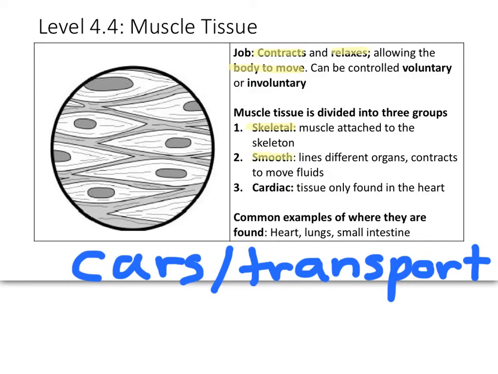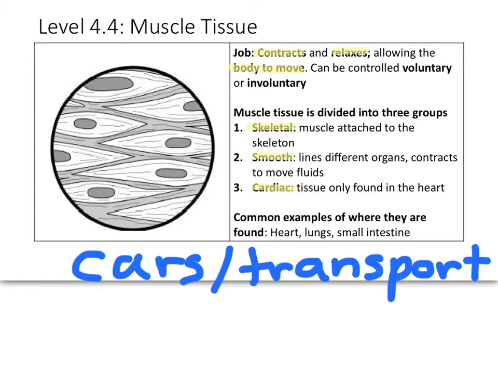Those line the inside of the organs, so they contract to allow fluids to move. So the inside of all of our digestive tract has smooth muscles. The only way that our fluids can go from our mouth to our stomach is if our smooth muscles contract. And then the last type is cardiac muscle. So these are the muscles that are found in the heart. And once we start studying the circulatory system, we'll discover why cardiac muscle is a special type of muscle.